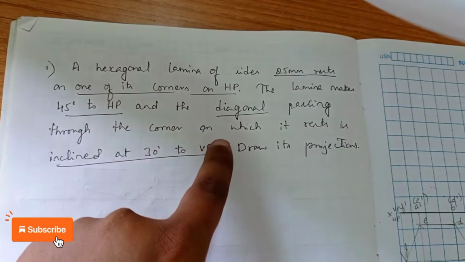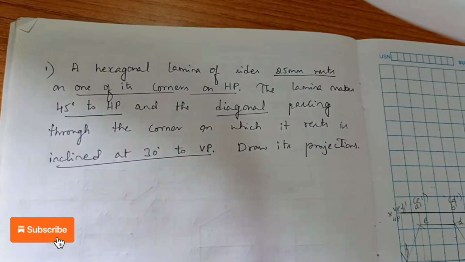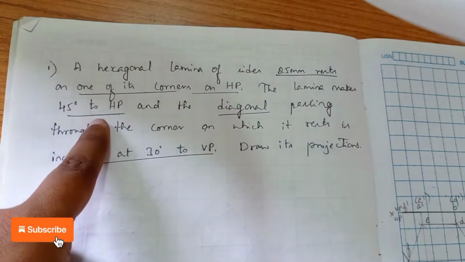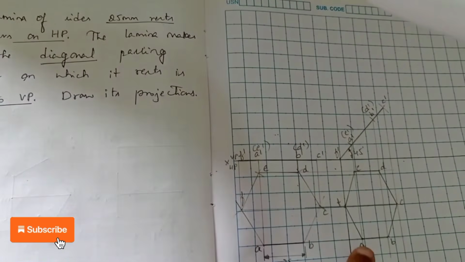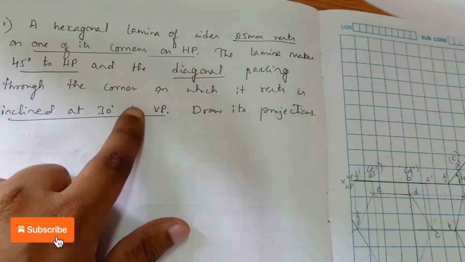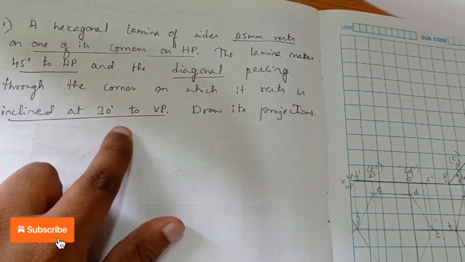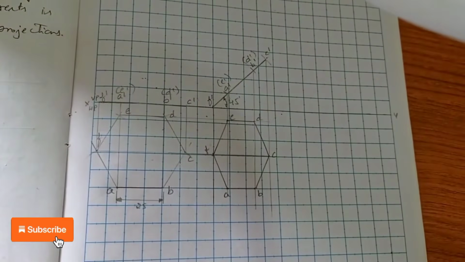A hexagonal lamina of dimension 25 rests on one of its own corners on HP. So we have drawn the first position. The lamina makes 45 degree to HP. So we have drawn the second position. Now you can see in the question they mentioned a diagonal passing through the corner that is inclined to 30 degree to VP. So now we are going to show how to find the beta angle here.